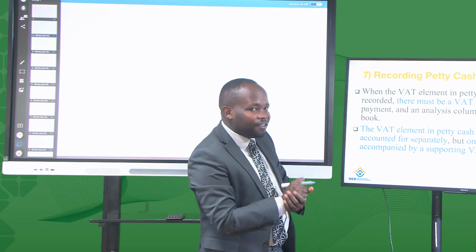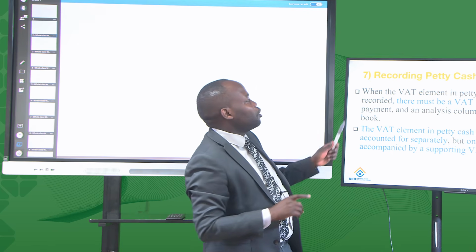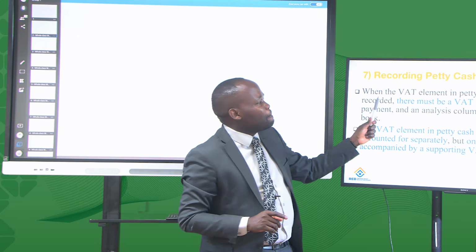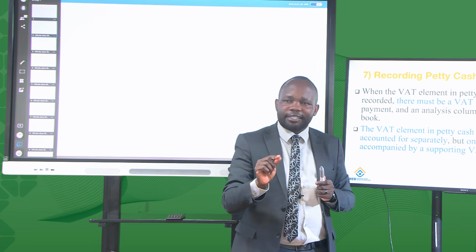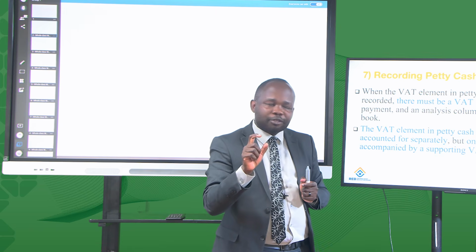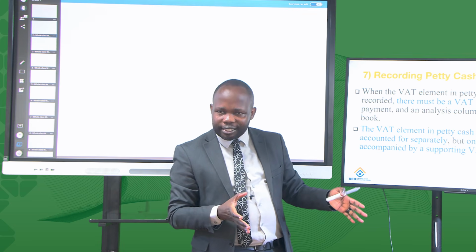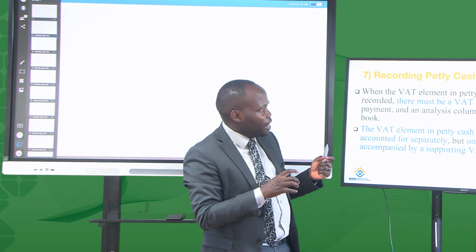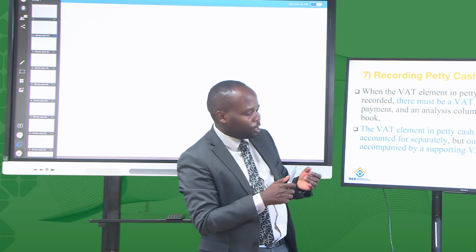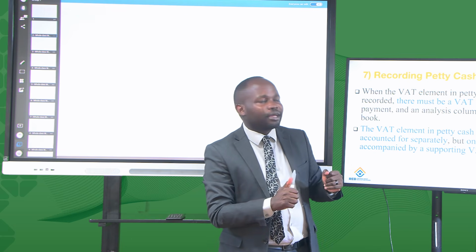So long as there is a VAT, the VAT should also be accounted for. When the VAT element in the petty cash expenditure is recorded, there must be a VAT receipt. You don't just record the petty cash VAT. It must be supported with a VAT receipt. In Rwanda, we are talking of an EBM receipt. So there must be an EBM and a VAT receipt that explains the total amount that is being financed, the VAT component, and also when it was spent.